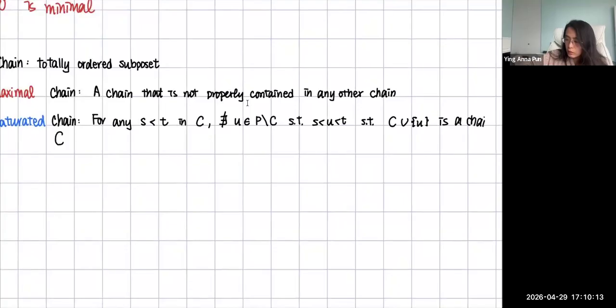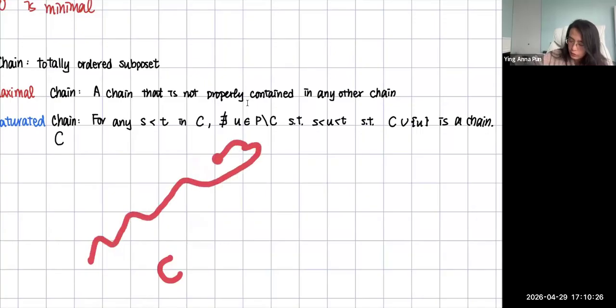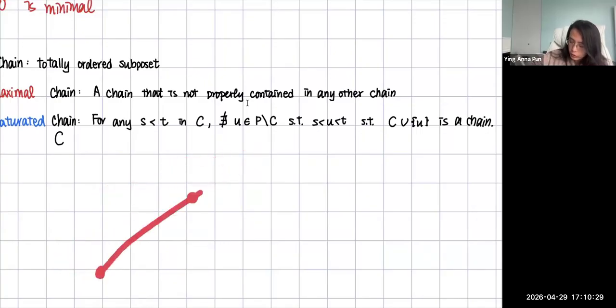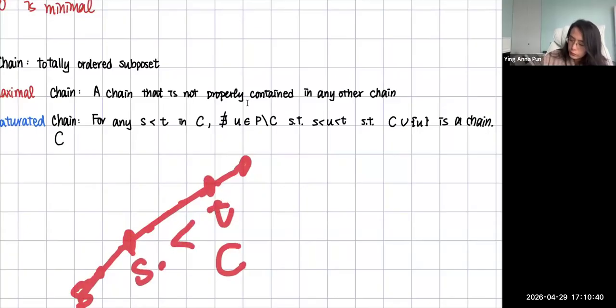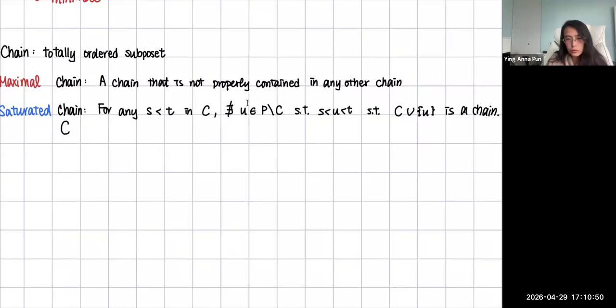What does that even mean? It's just saying that if you have S and T, they are comparable. C may be something here, and because it's totally ordered, that would be some line, right? So that's your chain. Then on this line there's something S and something T, and say T is bigger than S. You will never find something outside this chain, U, such that if you join everything here, it will still make a line. So that's called a saturated chain.